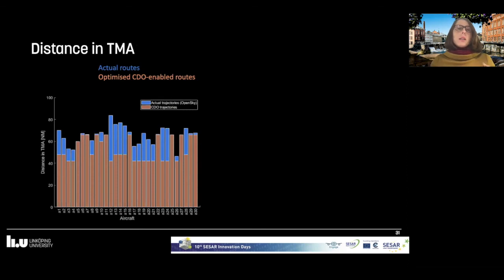And finally, let's look at distance in TMA, same color coding. One note here, that's an approximation because we use for each edge a length of 6 nautical miles, while the axis parallel edges are shorter than 6 nautical miles and the diagonal ones are longer than 6 nautical miles. If we use that, then we get a total distance covered in the TMA of 1,958 nautical miles for the actual routes and 1,578 nautical miles for the optimized CDO-enabled routes. And the difference is more than what we could underestimate. So we get an improvement.